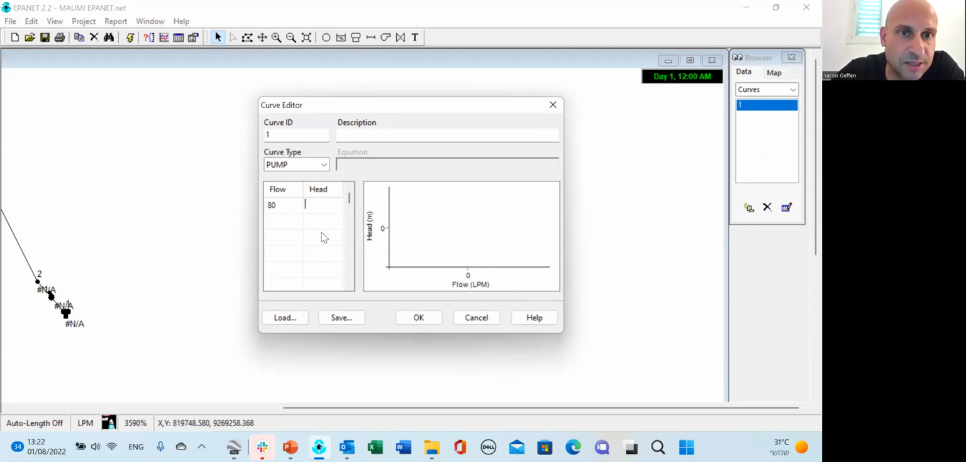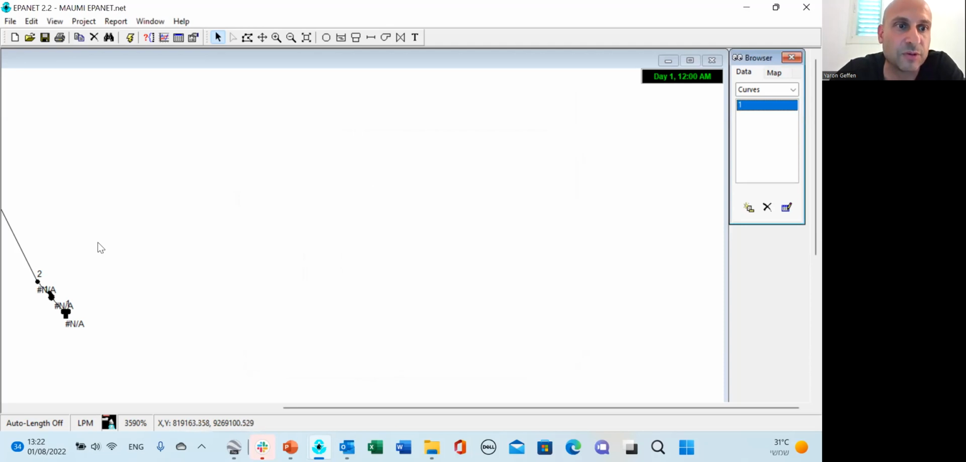But what is the head? So let's see what is the required head. How can we evaluate it? It doesn't have to be very accurate, but it has to be estimated or calculated upfront. So how can we do it?